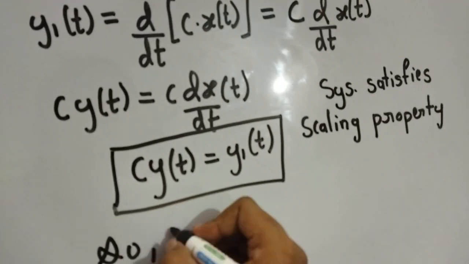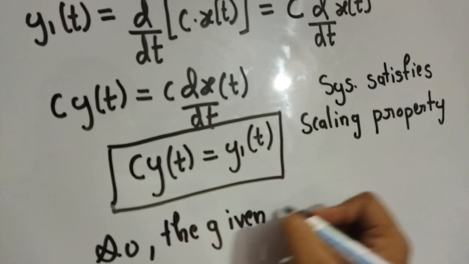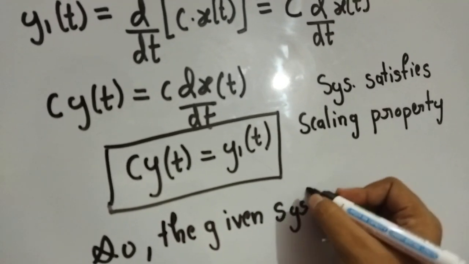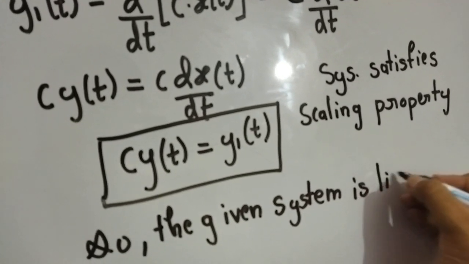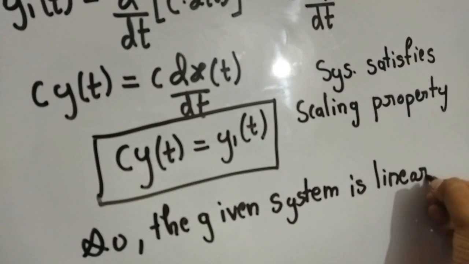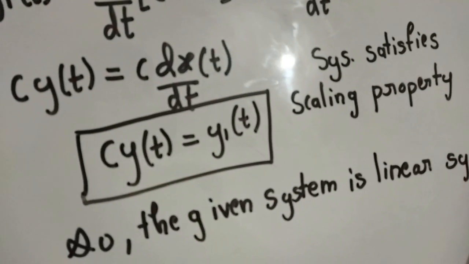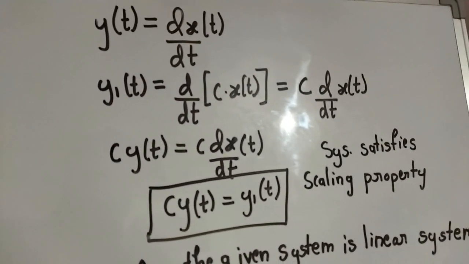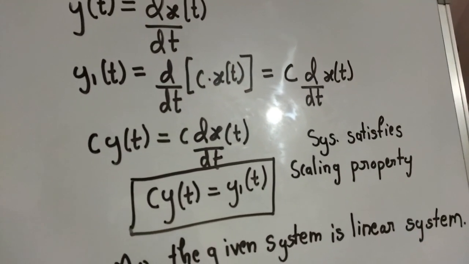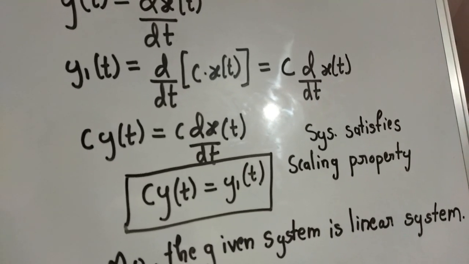So the given system is a linear system. This is how we solve any numerical for linear and non-linear systems.